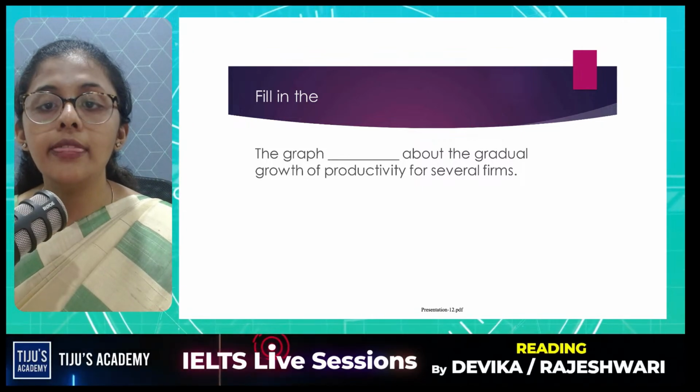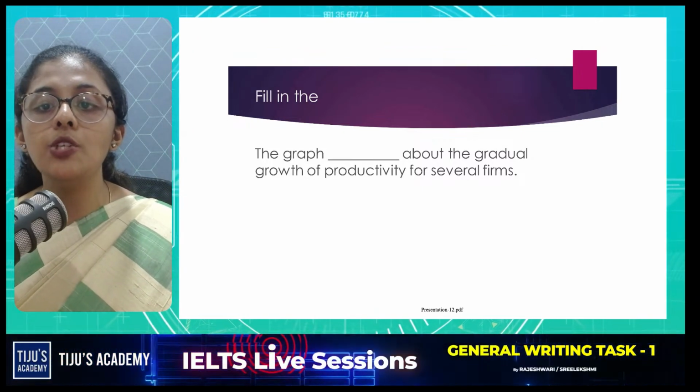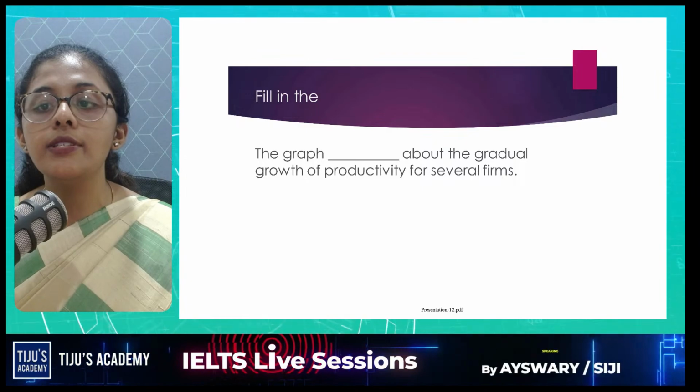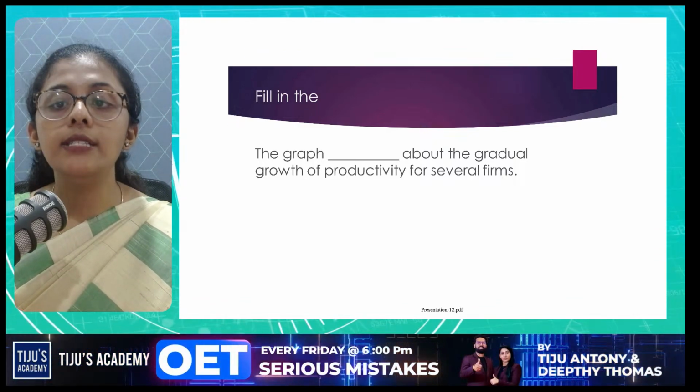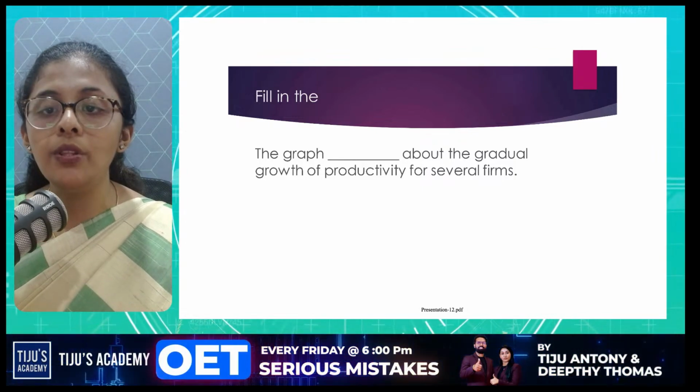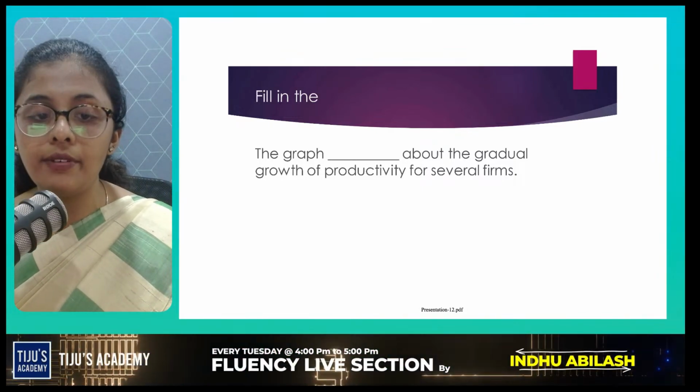Next question. The graph dash about the gradual growth of productivity for several firms.